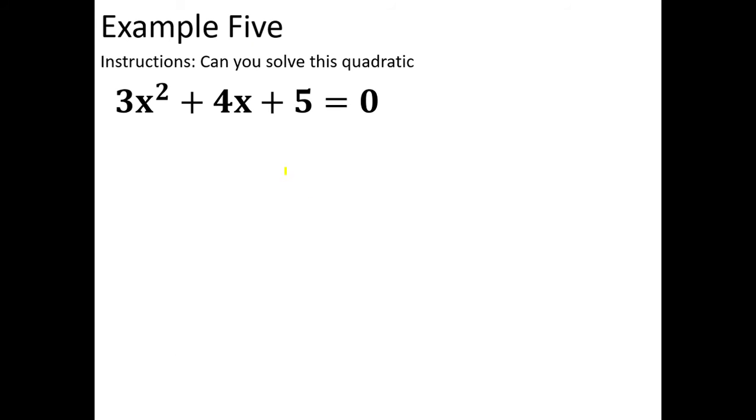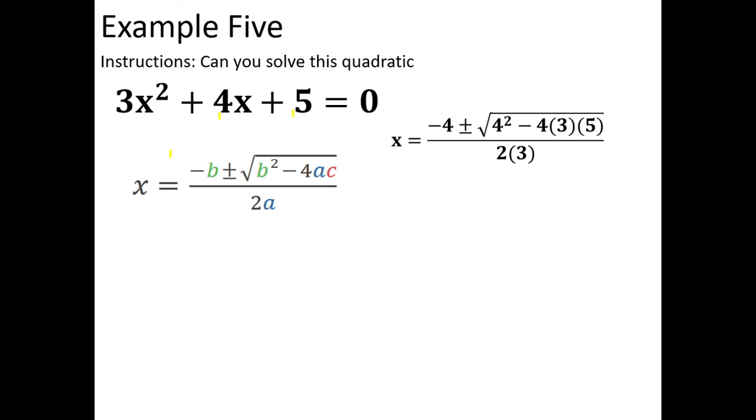All right, let's look at an example. Can you solve this quadratic equation? Well, let's go ahead and start with it using the quadratic formula. We're going to plug in a, b, and c. So a is 3, b is 4, and c is 5. Plugging all that in, we end up with 4 squared, which is 16, and 3 times 5 is 15, and 4 times 15 is 60. So you have 16 minus 60.